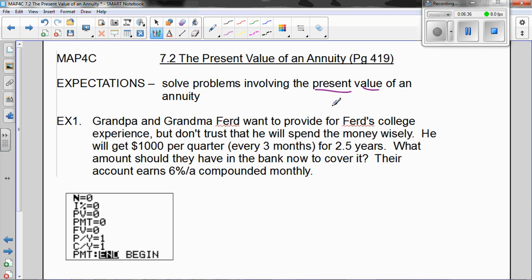Let's read the example. Grandpa and Grandma Ferd want to provide for Ferd's college experience, but don't trust he'll spend the money wisely. He will get $1,000 per quarter, so 4 times a year. Ferd's going to get a payment of $1,000 for 2.5 years for college. What amount should they have in the bank now to cover it?